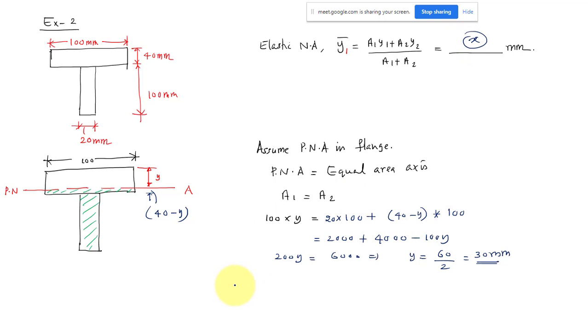Okay, and your gap, that we got is 43.33. Okay, good. So now we can find the gap between the elastic neutral axis and the plastic neutral axis. So we can just find out 43.33 minus 30, so 13.33.